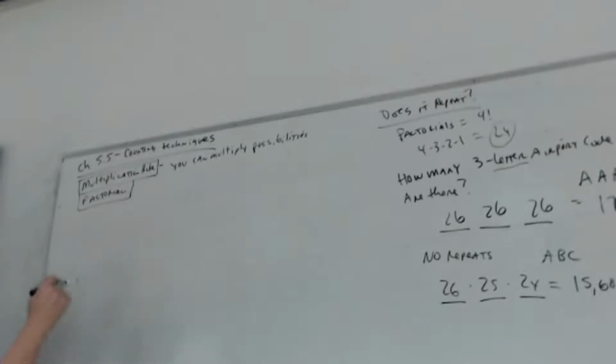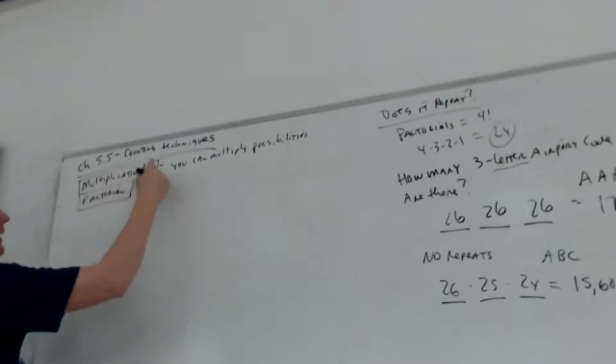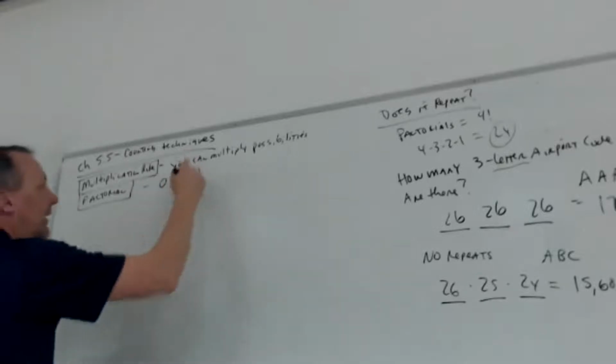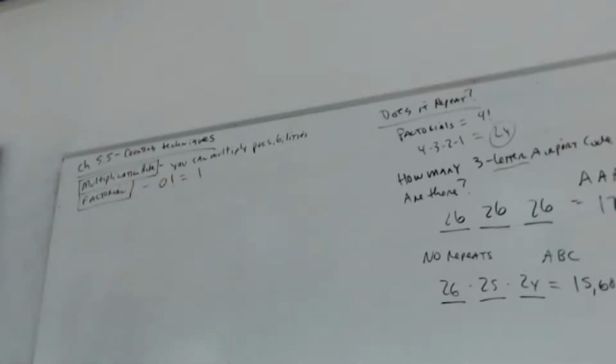Oh, by the way, I should ask you this question. What is 0 factorial? 1. Okay, why? Because we said so. Because it makes the math work. Okay, that's the one exception. 0 factorial is 1. We need it to be 1 in order for the math to work. Okay, so just remember that one.